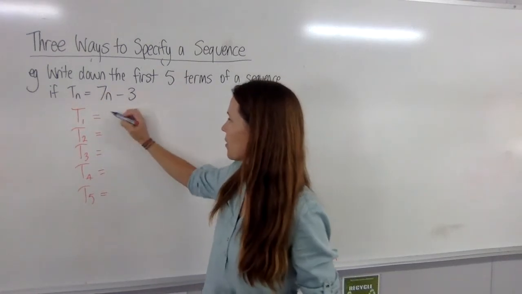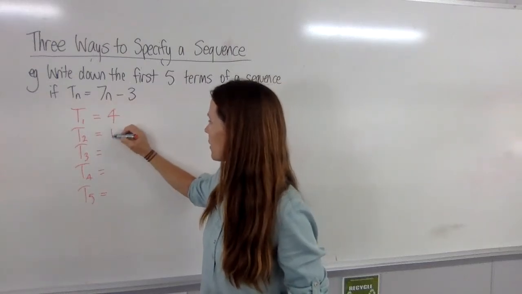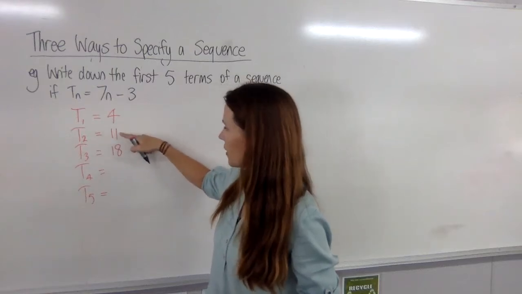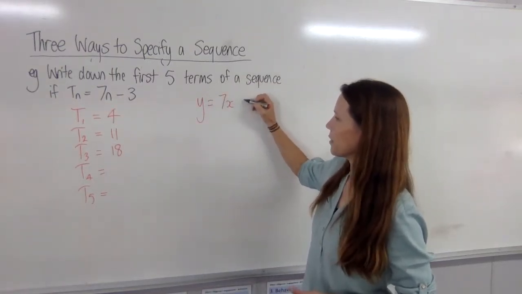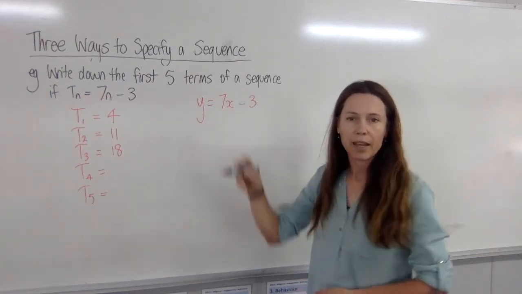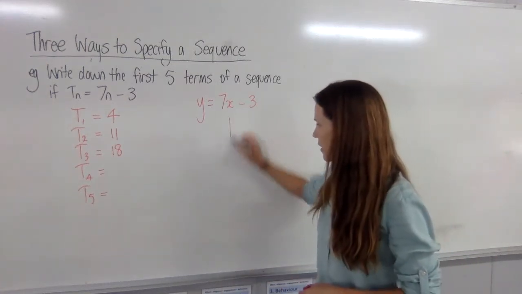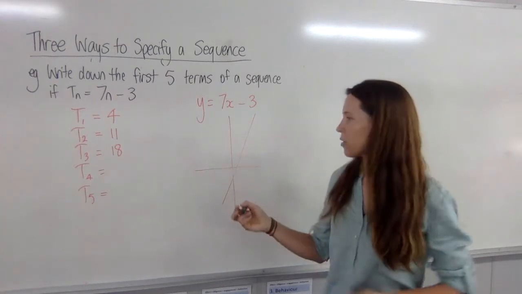7 ones is 7, minus 3 is 4. Subbing in 2, I've got 14 minus 3. Subbing in 3, I've got 21 minus 3. And I can clearly see we're going up by 7, just as you're very familiar with this straight line having a gradient of 7. As x increases by 1, y goes up by 7, and that creates that steep line of a gradient of 7. It's the same sort of concept here.